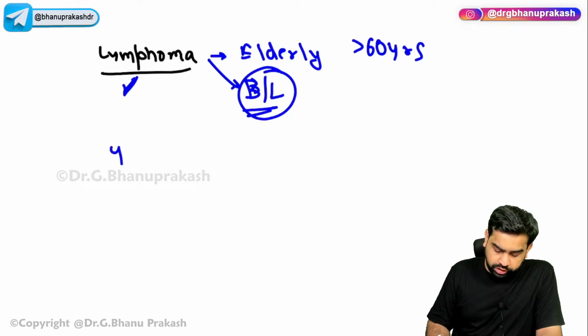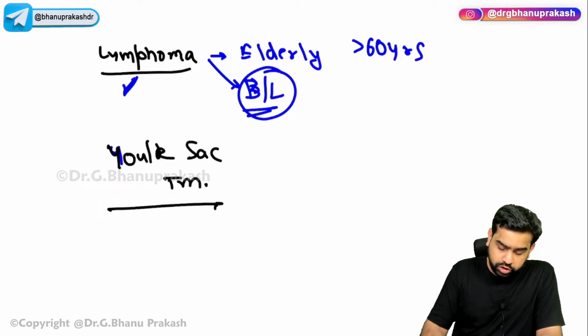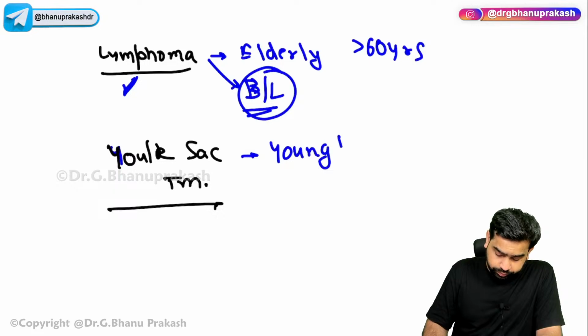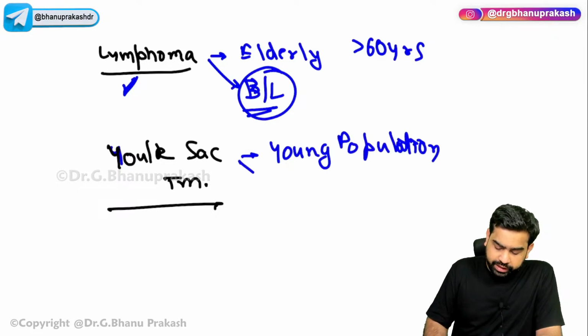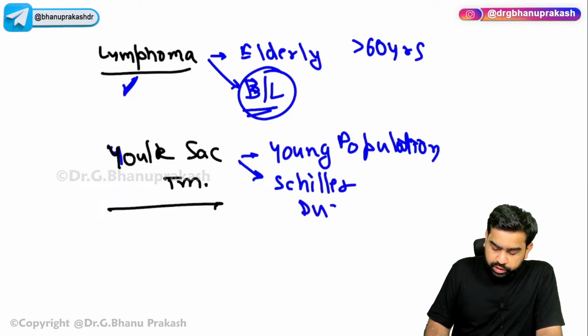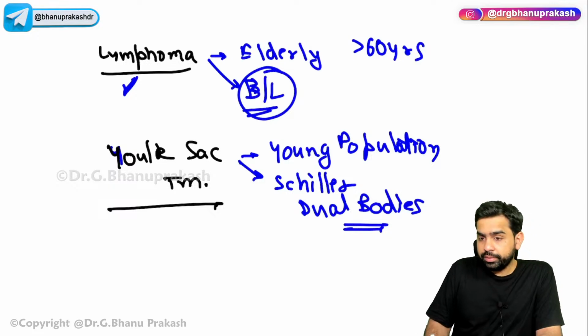And what about the yolk sac tumor? Can you tell me something about it? Yolk sac tumor is a condition present in the young population, and it has something called Schiller-Duval bodies. They can ask you this: Schiller-Duval bodies are present in patients with the yolk sac tumor.